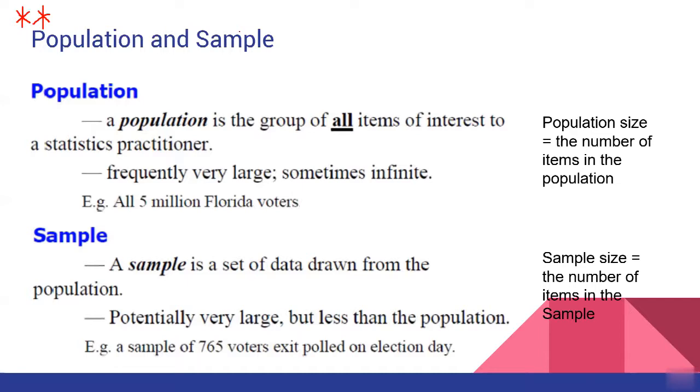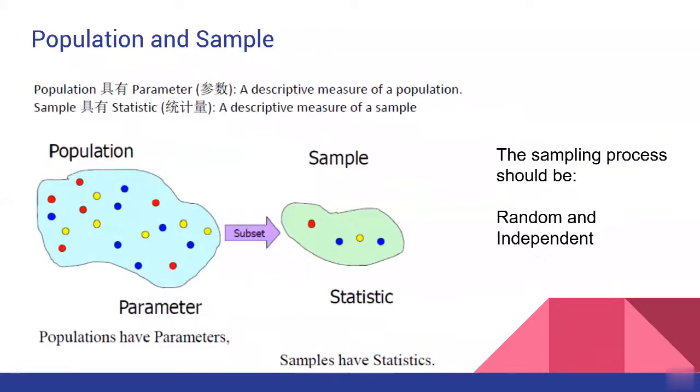Okay, and there are two other concepts called population size and sample size. Population size is the number of items in your population. Sample size is the number of items in the sample. Understand? Any questions? Okay.